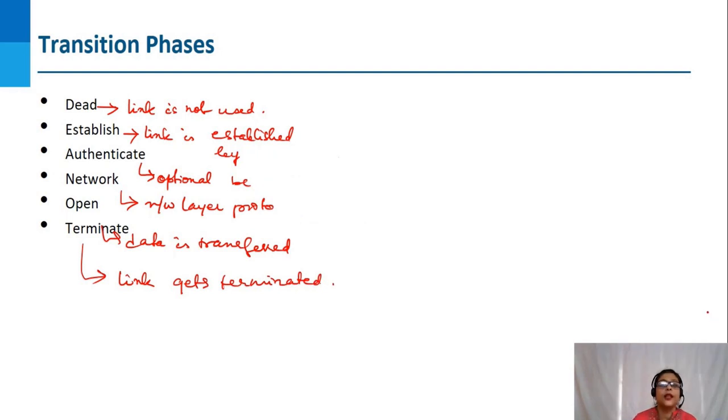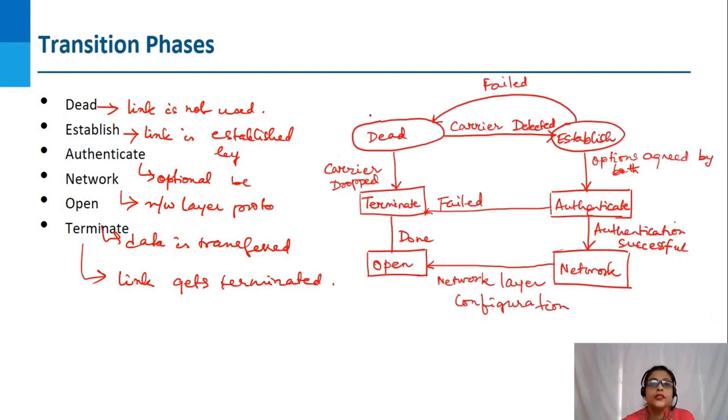Let's understand this with the help of this flow diagram. So this is the dead phase. Here the link is not being used and the carrier is dropped, and it goes to the terminate phase. In the established phase, one of the parties can try to establish the link with the other party. If the link is not being established, it goes to the dead phase, and from the dead phase, if it detects the carrier, then it goes to the established phase.